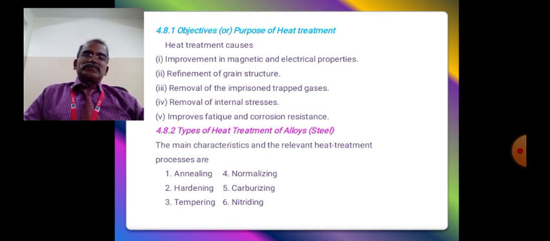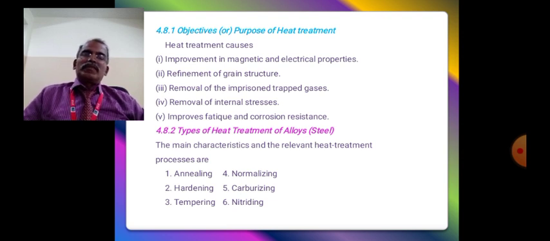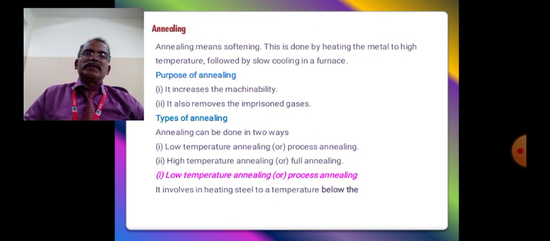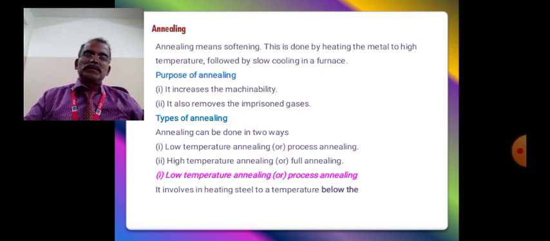Next, there are 6 types of heat treatment of steels available. The processes are annealing, hardening, tempering, normalizing, carburizing, and the 6th one, nitriding. These are the various processes present in heat treatment. Let us see them one by one. The first process is annealing.